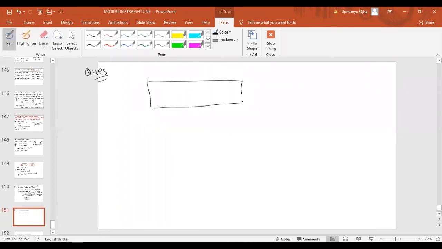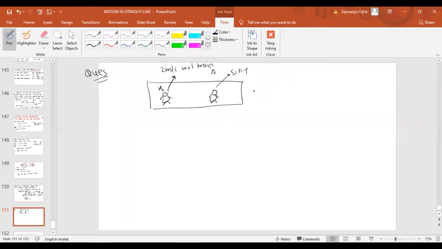Okay. In the train, we have two observers. One person, A, is sitting on the train. He is not moving. The other person, B, is moving with a speed of 2 meters per second with respect to the train. The train is moving with a speed of, say, 20 meters per second, and there is an observer, a person on the platform, running towards the train with a speed of 25 meters per second. Let us suppose this is person C.